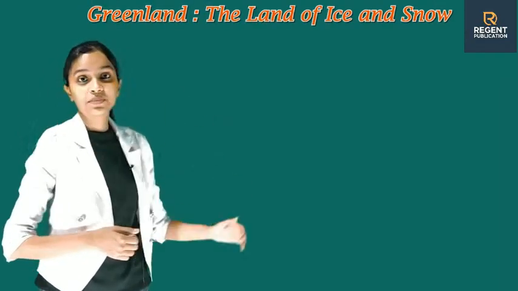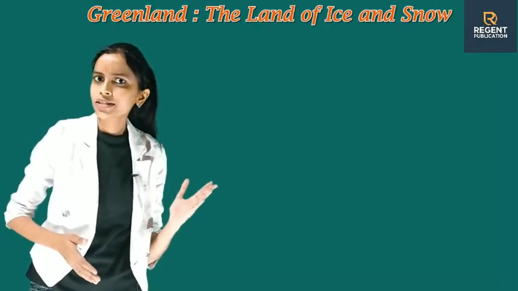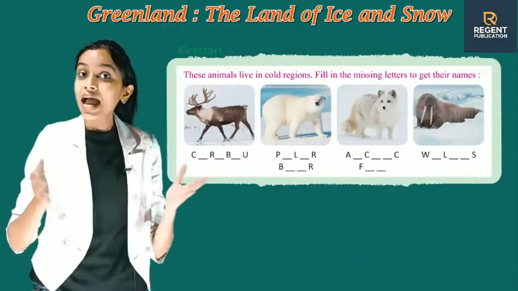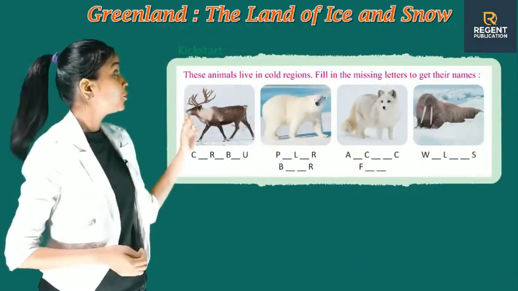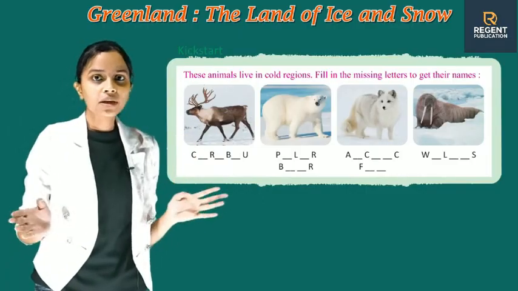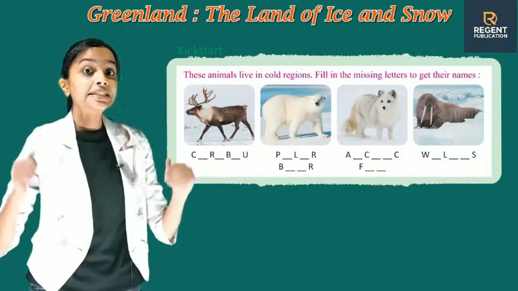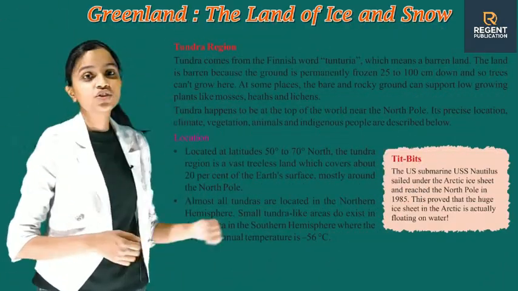Today I am here to start with chapter 6 of class 5, that is Greenland, the land of ice and snow. So let's kick start. These animals live in cold regions. Fill in the missing letters to get their names. So let's start with the tundra region.